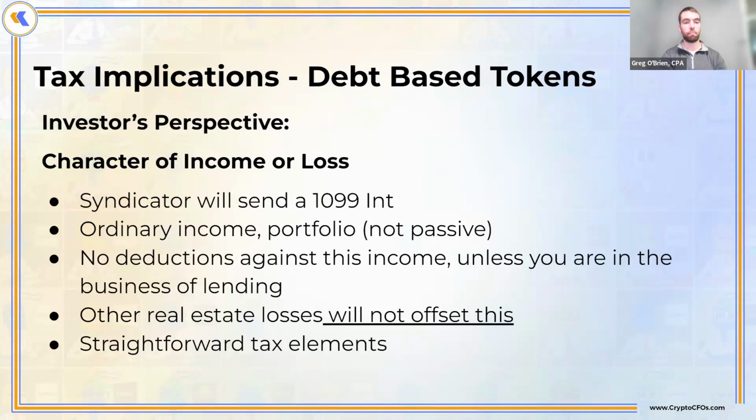So you're going to get ordinary income here. There's no deductions against this income, meaning if you earn $20,000, you bought into the debt token offering here, you own these tokens, and you make $20,000 of interest income here. There's no way to offset that income with the real estate, right? So unless you're in the business of lending, there's going to be no deductions or expenses against that. And then lastly, it is more straightforward on everyone's side of the house for tax elements.